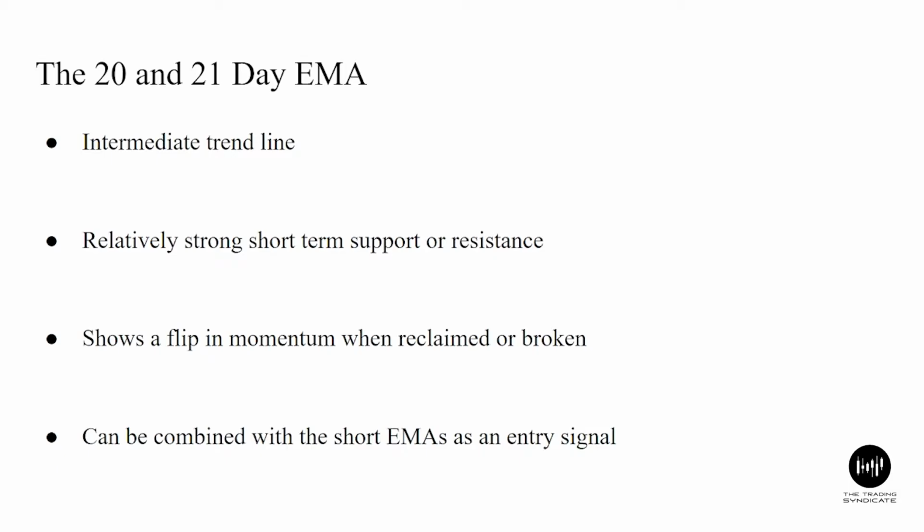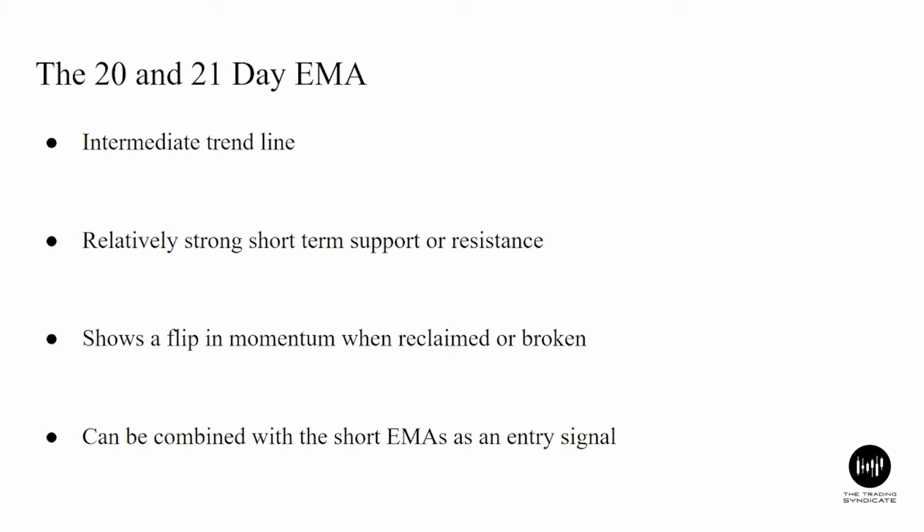The 20 and 21-day EMA acts as more of an intermediate trend line. It is stronger than the short EMAs because it takes into account more days worth of data. It is relatively strong in the short term as both support and resistance. These longer EMAs show a flip in momentum when the line is reclaimed or broken. You could also combine other shorter EMAs with the 20 and 21 day EMA to act as an entry or exit signal for your trade.